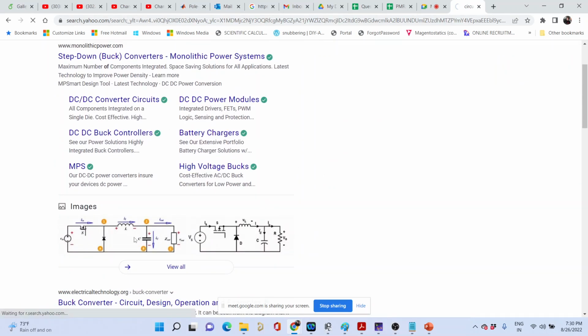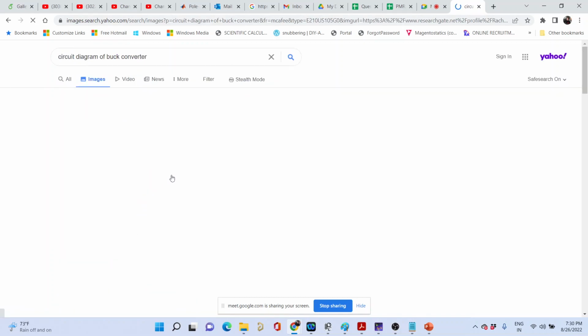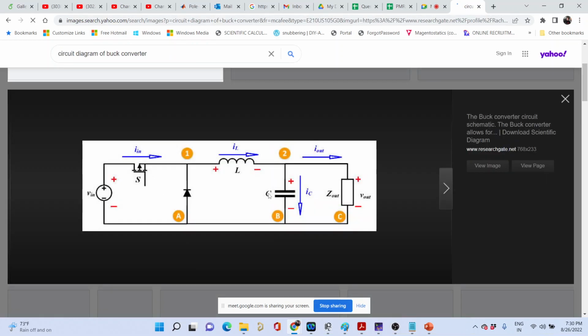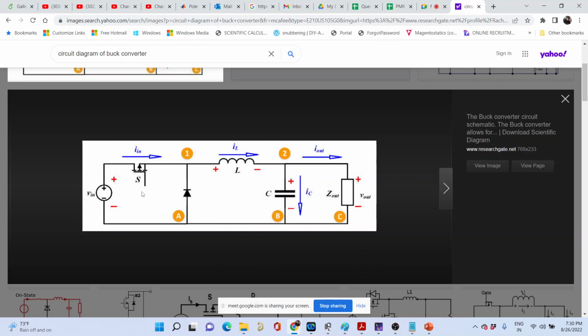Okay, let us look at this picture. You can see this picture, right? Yes, sir. So now to turn on and turn off this switch, what do you do? How do you turn on and turn off this switch? By using BJT. This is a MOSFET. So how do you turn on a MOSFET?